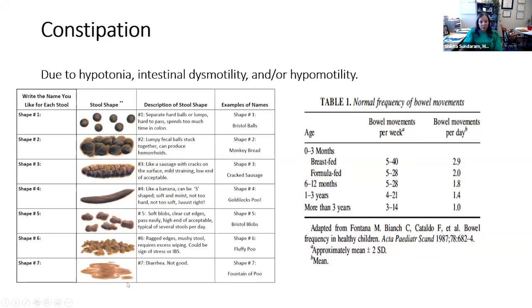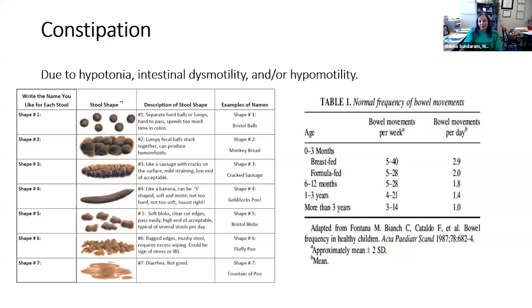And then we really don't necessarily want the stools to be down at 5, 6, or 7, where they're sort of runny and ragged and mushy and can really cause a lot of breakdown on the bottom. It's also important to understand what's a normal amount of poop per day. This chart shows you that the average number of poops per day in a baby 0 to 3 months of age who is breastfed is 3, and formula fed is 2.